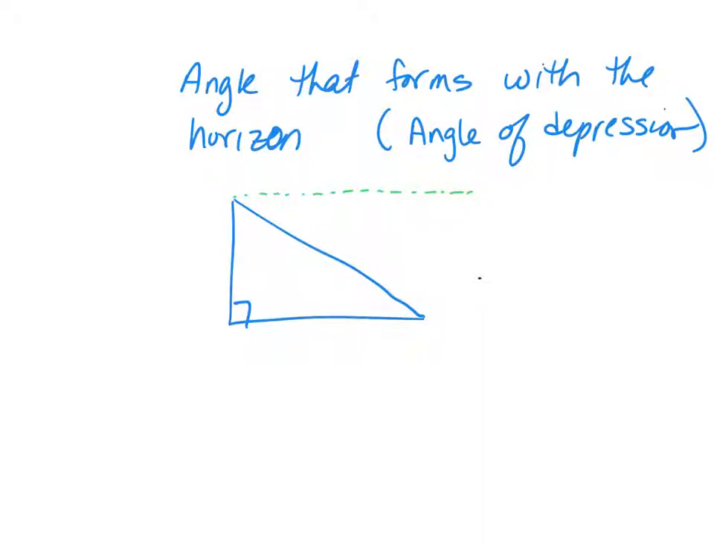The angle that forms with the horizon is this angle right here. That's your angle of depression. So that angle there isn't in the triangle, so you can make some conclusions, but whenever they tell you the angle of depression, they're also telling you this angle here because those two angles are alternate interior. You remember those? So these are equal.